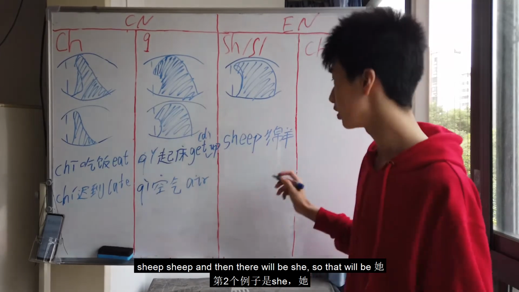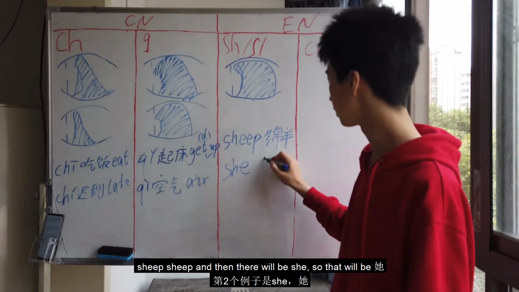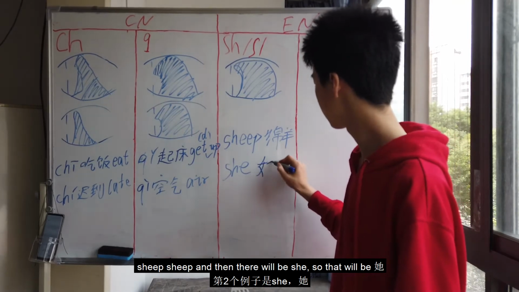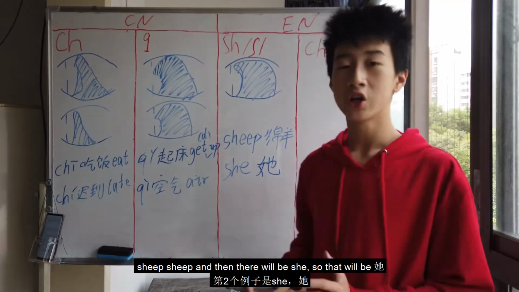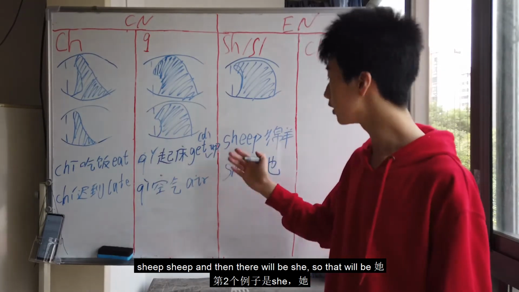Sheep, sheep, sheep, and then there will be sheep. So that means 羊, sheep, a sheep.